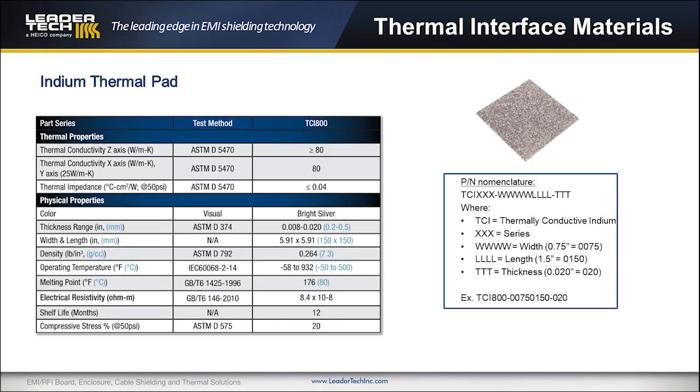Our final high-performance material is called Indium Thermal Pad, or TCI 800. Boasting a thermal conductivity of 80 watts per meter Kelvin and very low thickness, Indium can conform to regular surfaces, providing excellent thermal interface material components. Its main feature is its ability to soften at around 80 degrees Celsius, effectively filling microscopic gaps and providing an unbroken path for heat transfer.